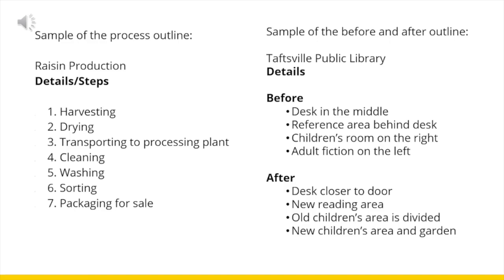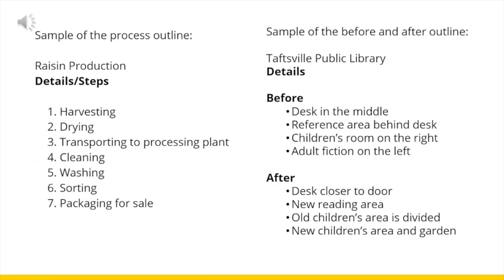So for example, our step 1 is about harvesting, and the following is drying, then we have transporting to process plant, cleaning, washing, sorting, and packaging for sale. So make sure you identify your exact steps and how they follow. And then next one, we have the before and after essay. And as you can tell, I took notes a little bit differently in this case. So I have notes for before with the key points.